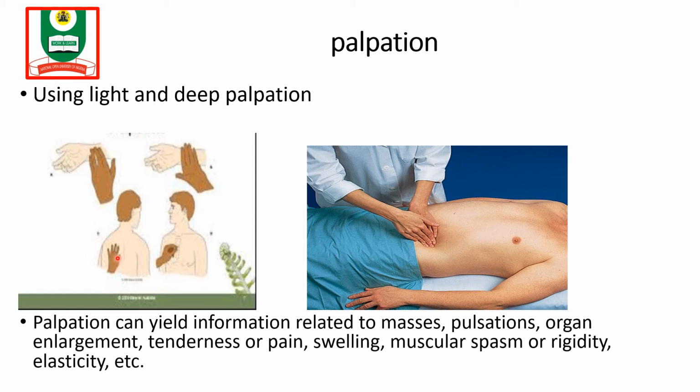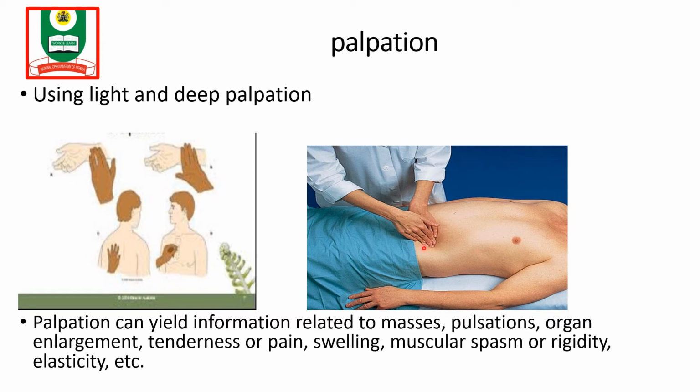You may also make use of the pad of the hand. Also, if it's symmetry you want to look at, you can just place all your hand, all the palmar surface, like this nurse, across the structure or the body surface you want to assess. Then you talk about deep palpation.